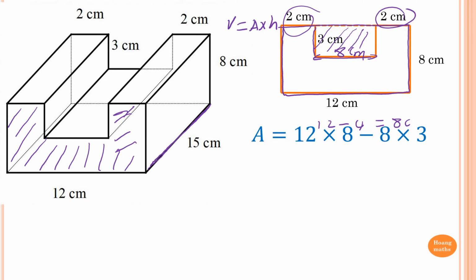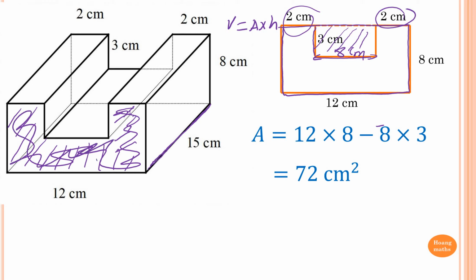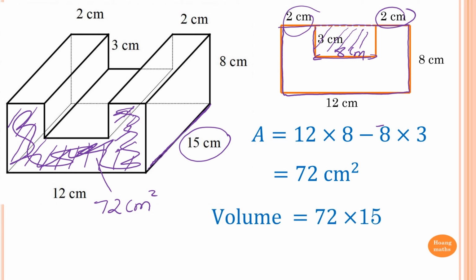I just clear this first. So that gives me the area of this shape here, which is 72. So the area of this front panel is 72 square centimeters. So volume is area times height, and in this case, the perpendicular height is 15 centimeters. So therefore volume equals 72 times 15, which gives me 1,080 cubic centimeters.